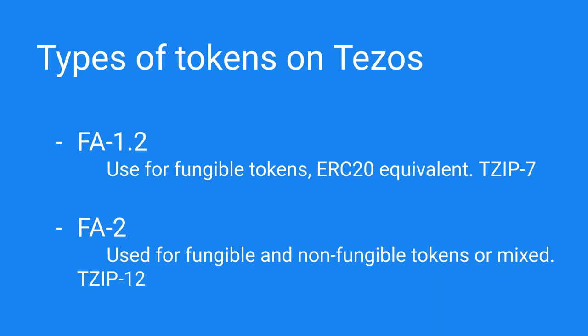So yeah, you can read up on the Tezos improvement proposals, the TZIPs I have mentioned here. FA1.2 is TZIP-7 and FA2 is TZIP-12. So you can read those standards and decide better on what type of token you would like to work on for your project.